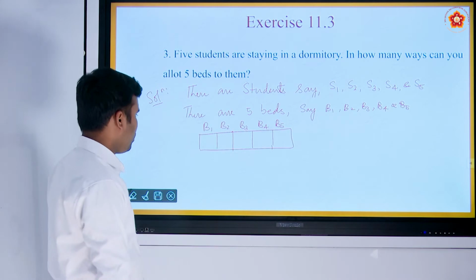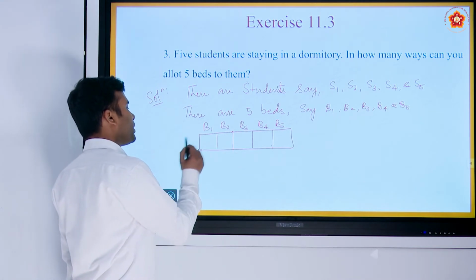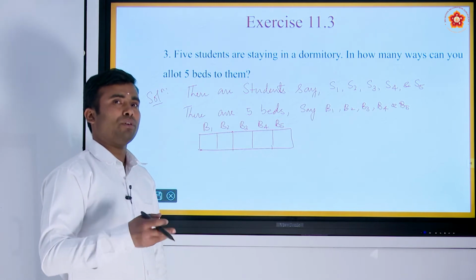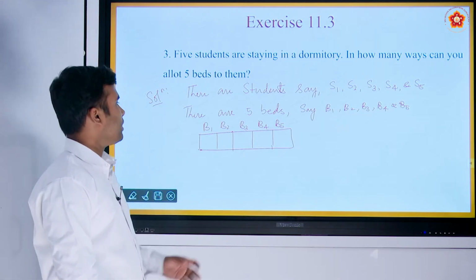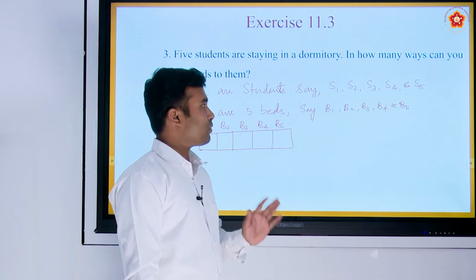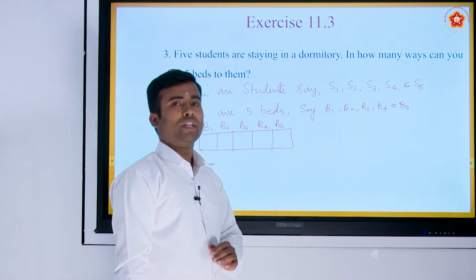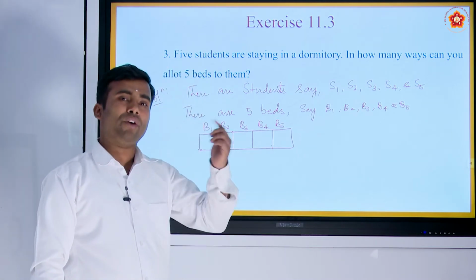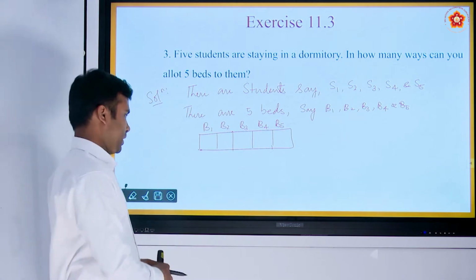Now the first bed can be accommodated by any of the 5 students. Either you can accommodate student 1, student 2, student 3, student 4 or student 5 in bed 1. So how many choices will be there for the first bed? There will be 5 choices for the first bed.